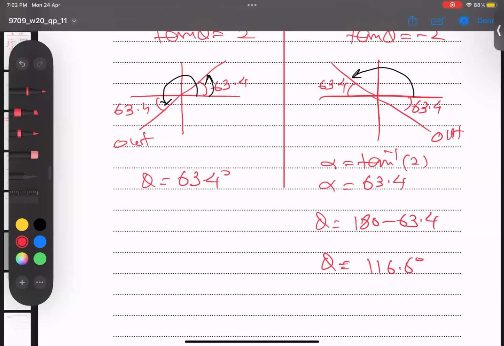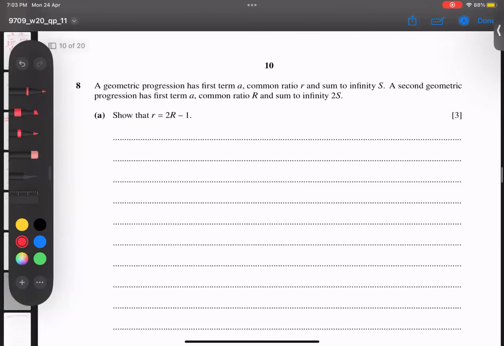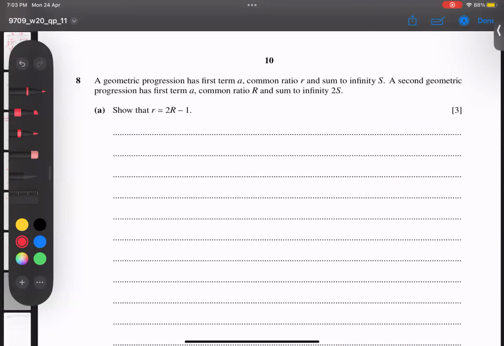And I believe the point is very, very clear. Let's go for the next question. Question number 8 we have here. What is the situation we have? It is a geometrical progression we have in this question number 8. He is saying a geometrical progression has first term A, common ratio r, and sum to infinity S. And the second geometrical progression is this and this.